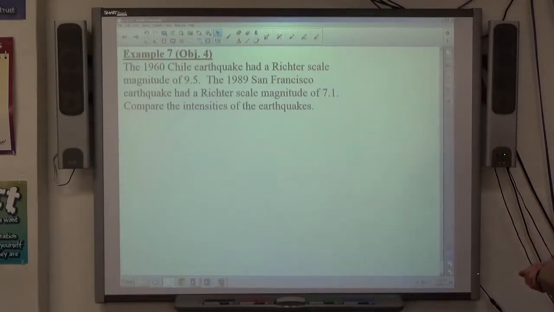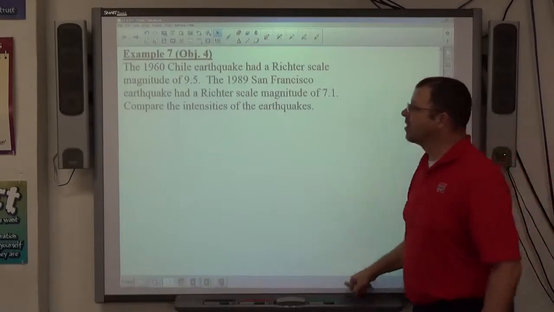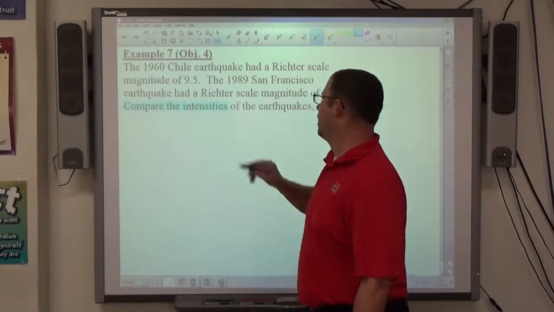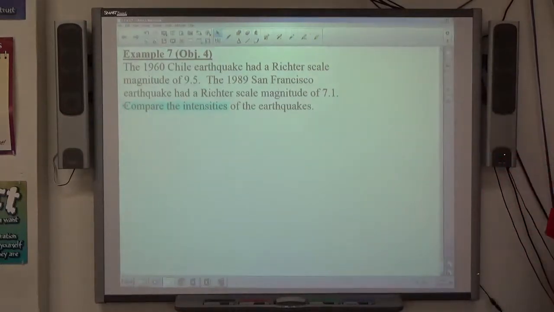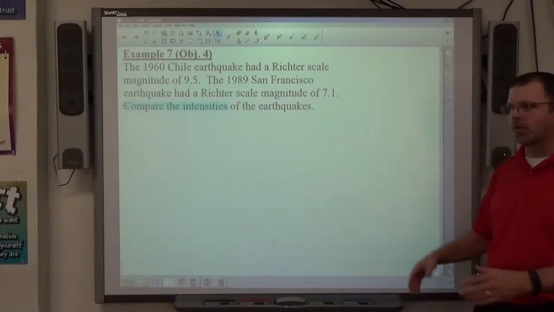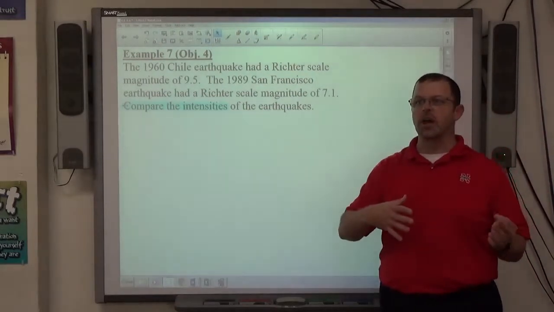All right, our final example today, we're comparing some earthquakes. And this does have the word intensity in it, but it also tells us to compare the intensities. To compare intensities, it's real simple. The Richter scale is a log base 10 scale. That's just what it is. And if I want to compare the intensities, basically I want to know that one was this many times stronger than the other.